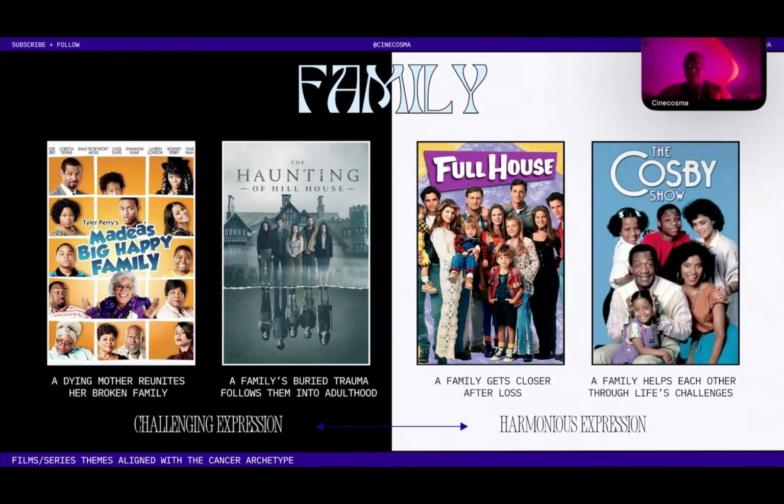So again, this is to me representing Cancer because it's literally about a family. I mean, family is literally in the title. Medea's Big Happy Family, right? So it's about a family that starts off challenging, again, toxic, but then it ends off harmonious.